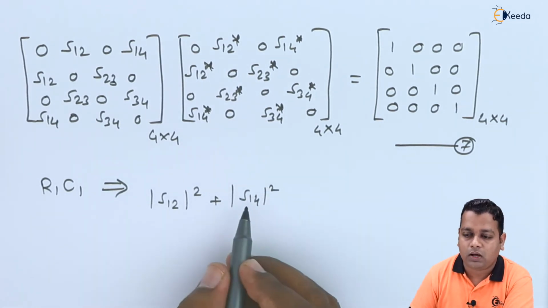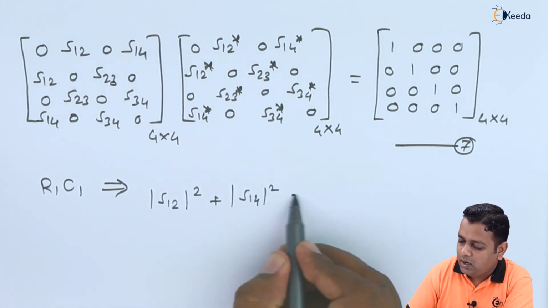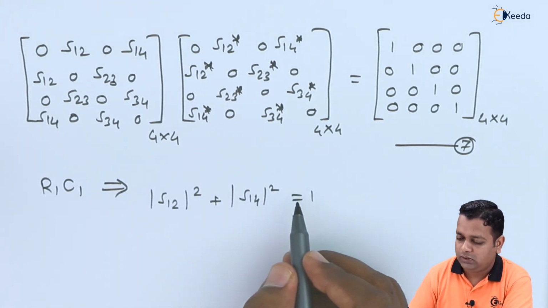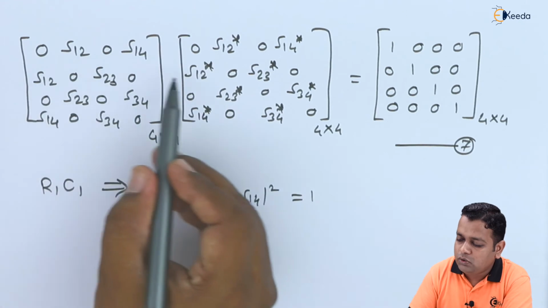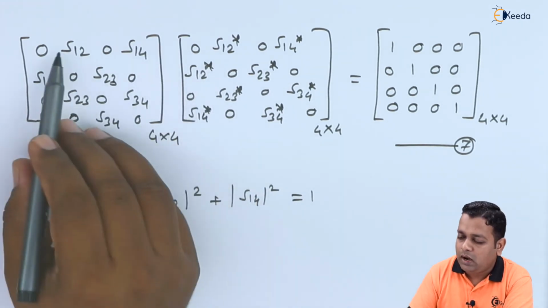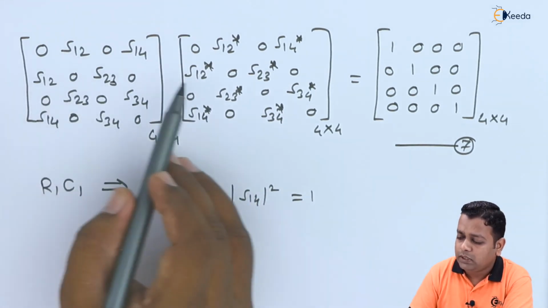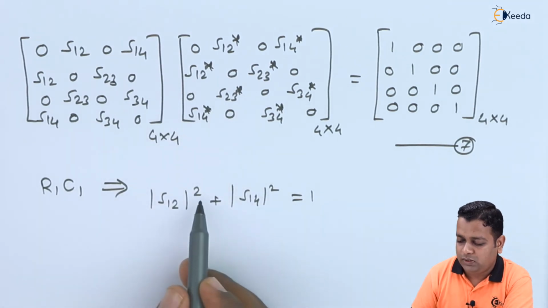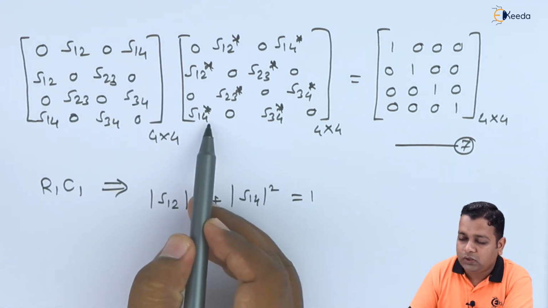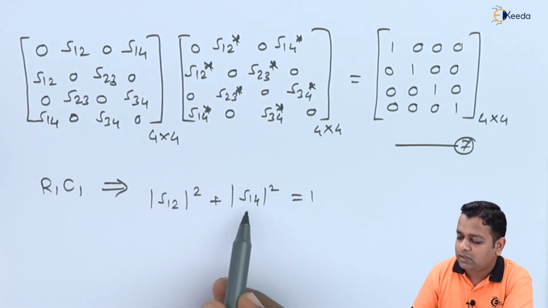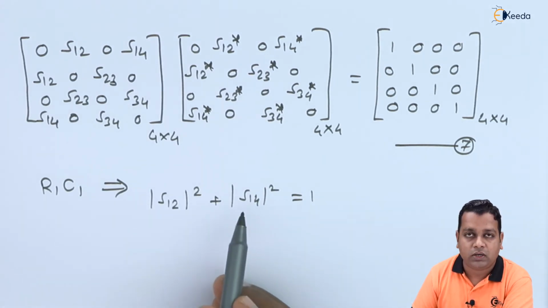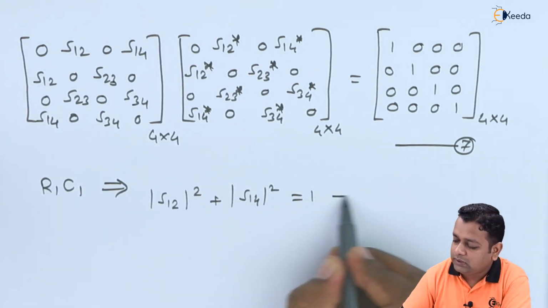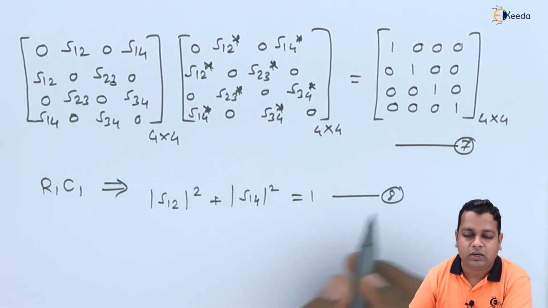So these two are the additions, and the result will be 1 here. So we have S12 into S12 conjugate, the multiplication of the two will be a mod square here. S14 into S14 conjugate is represented as S14 mod squared here. So this will be the next equation number 8 here.